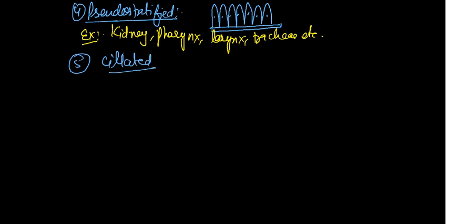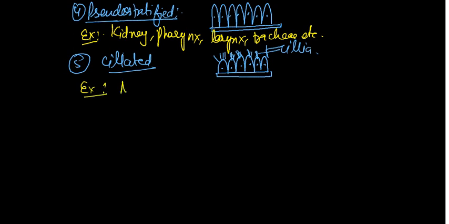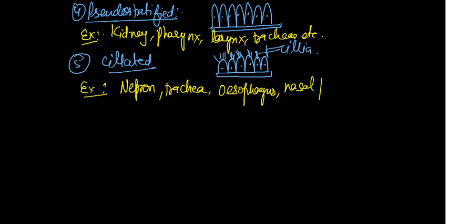Okay, the fifth one is ciliated. These are longitudinal, and above them cilia are present, so it is called ciliated. This is cilia. The example is most important: nephron, which means the unit of kidney, trachea, esophagus, nasal pore, etc. So these are based on their structure and shape.